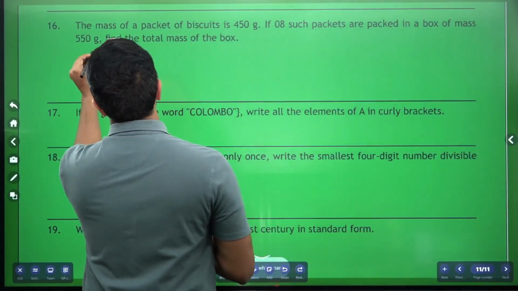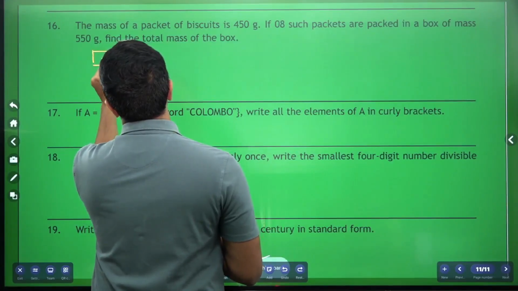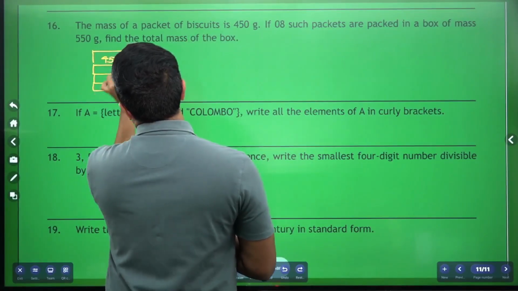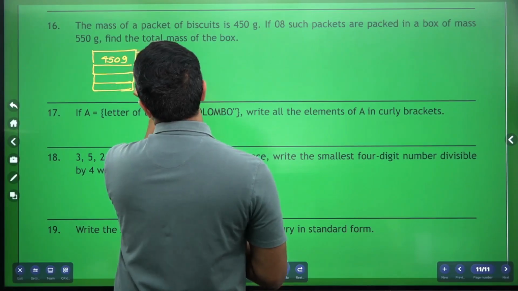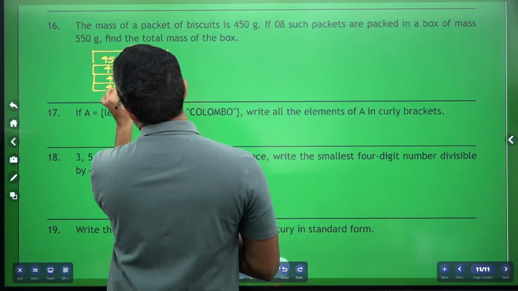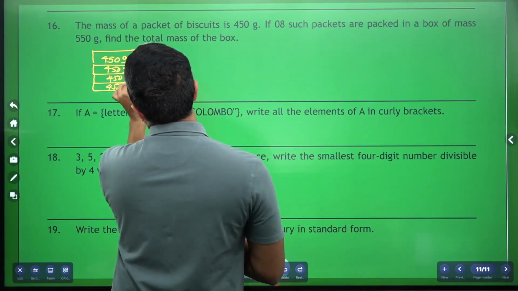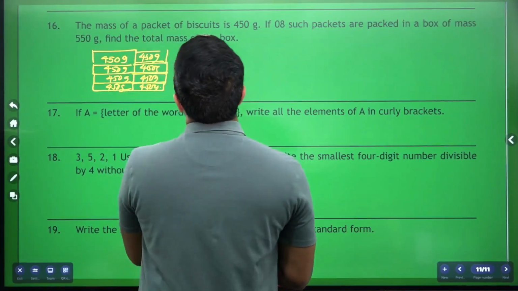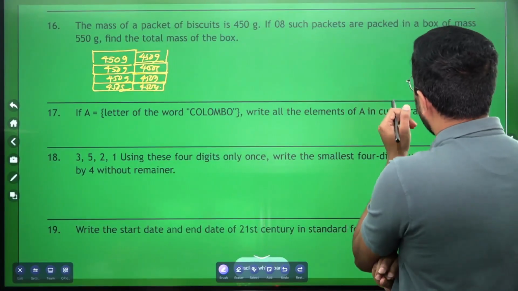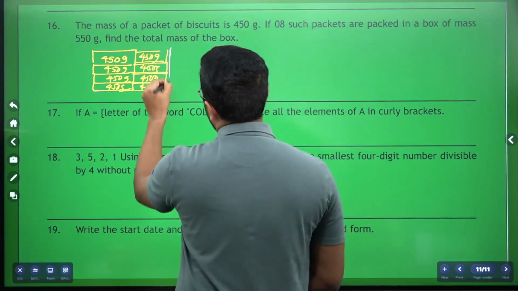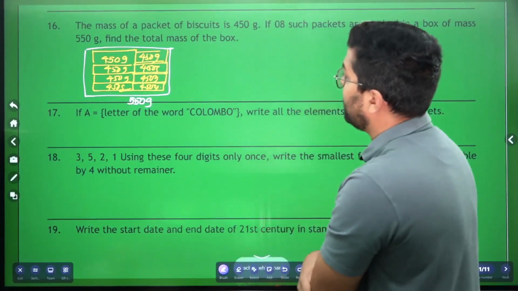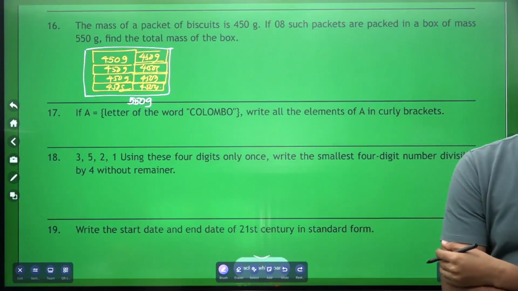So we have a biscuit packet. The mass of one biscuit packet is 450 grams. We have 8 such packets: 1, 2, 3, 4, 5, 6, 7, 8. Each packet is 450 grams. If 8 such packets are packed in a box, the mass of this box is 550 grams. So what is being asked? Find the total mass of the box.